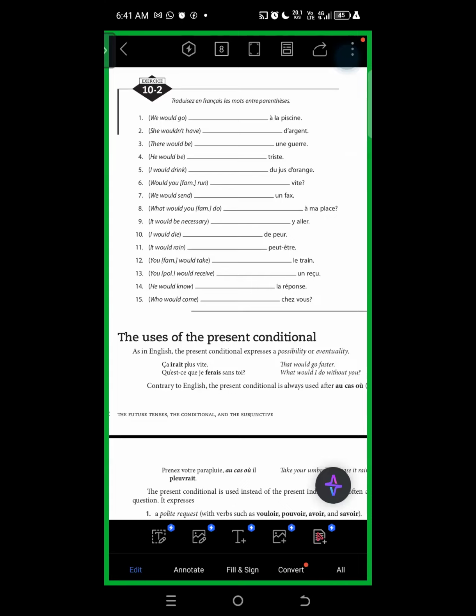You would receive. Vous recevrez. That one is polite though. So, vous recevriez, remember it's the iez ending. Okay. He would know. Use the verb savoir. That's il saurait.